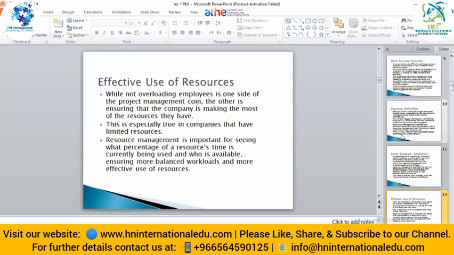So resource management is important for seeing what percentage of resource time is currently being used and who is available. According to that, we are assigning the tasks, ensuring more balanced workloads and more effective use of resources. We are not overburdening any person, and we are sure that no one is free at any time. So we are utilizing our resources in the best way.